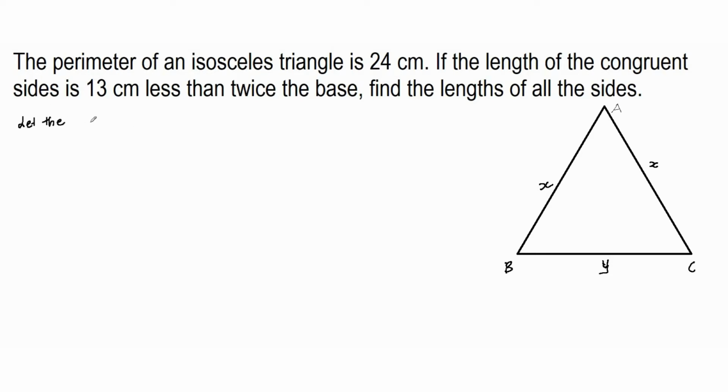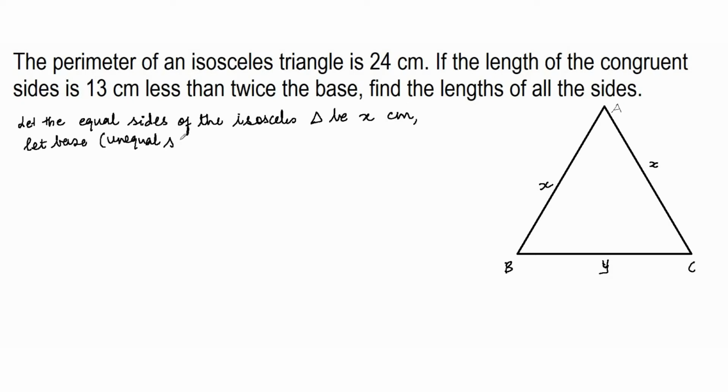Let the equal sides of the isosceles triangle be x centimeters, and let the base, which is basically the unequal side, be y centimeters, right? So now let's see what condition is given. The perimeter is 24 centimeters. So let's frame the equation.